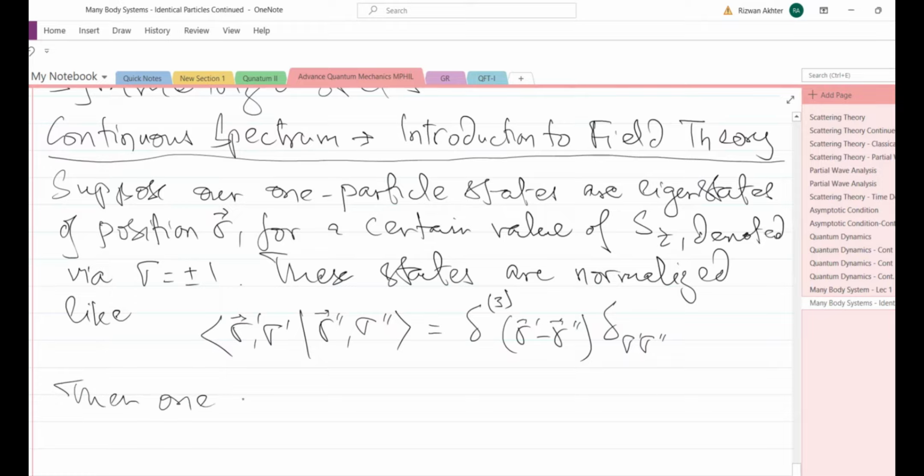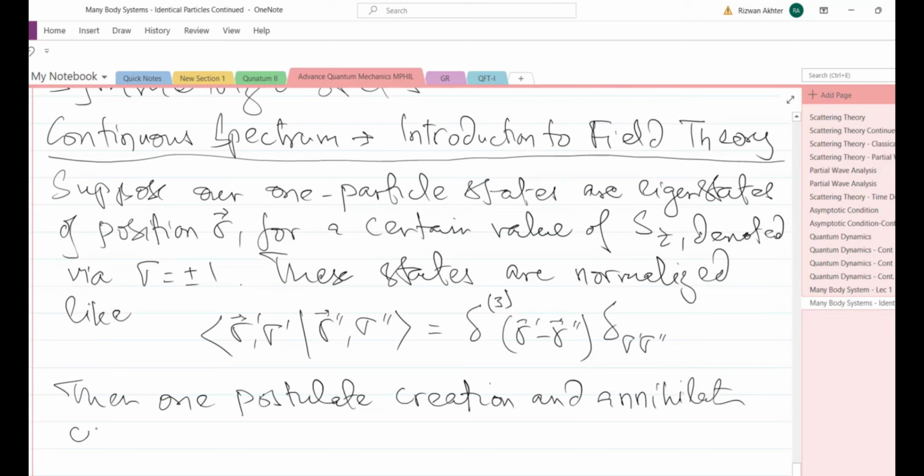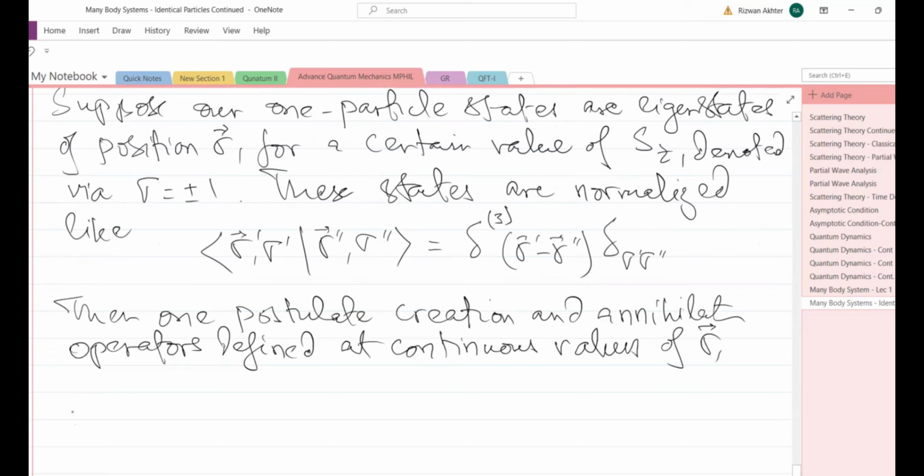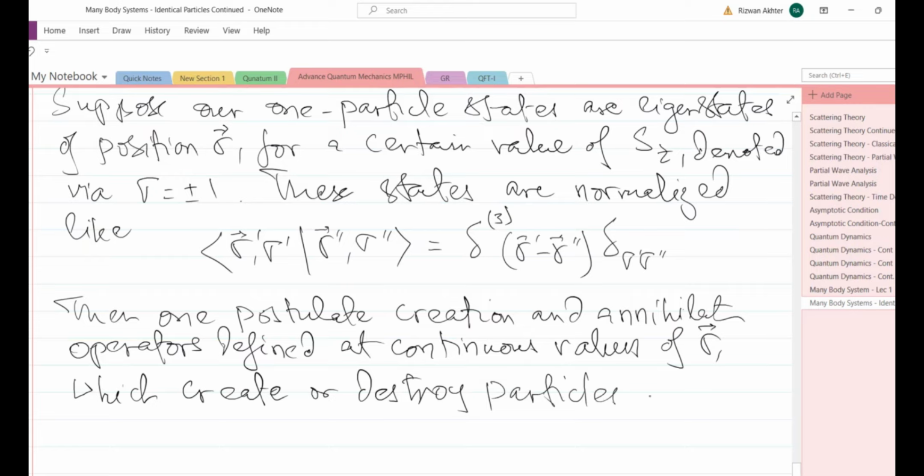Then one postulate: creation and annihilation operators defined at continuous values of R, which create or destroy particles of correct symmetry.